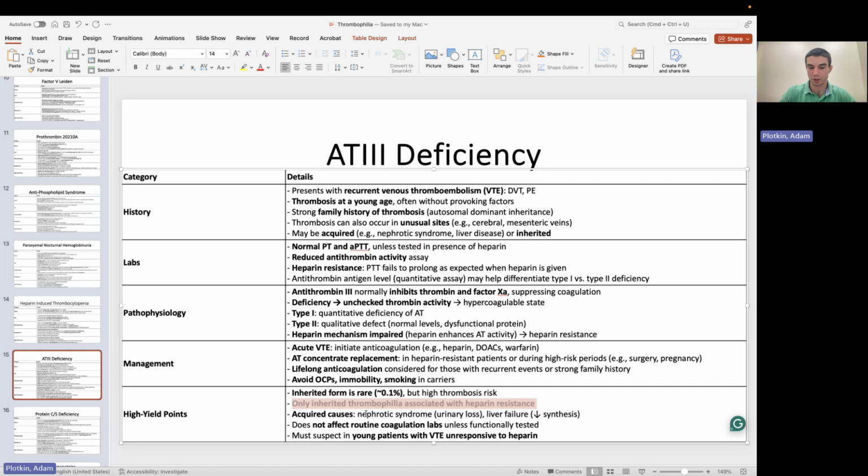Acquired causes, the big ones, you want to think about nephrotic syndrome and liver failure. We've talked about both now. It does not affect routine coagulation labs, and we should suspect it at some point if we have a young patient with venous thromboembolism unresponsive to heparin.